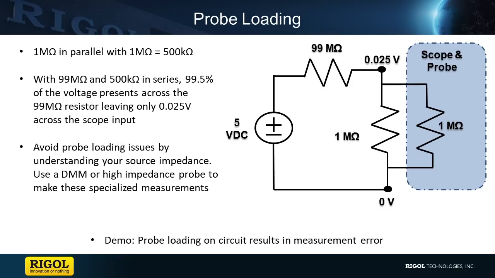So half the current flows through each one, and that causes both your voltage and your loading effect to alter the circuit. So just be aware of that when you're measuring high impedance sources, right? That your scope might not be the best tool for that.